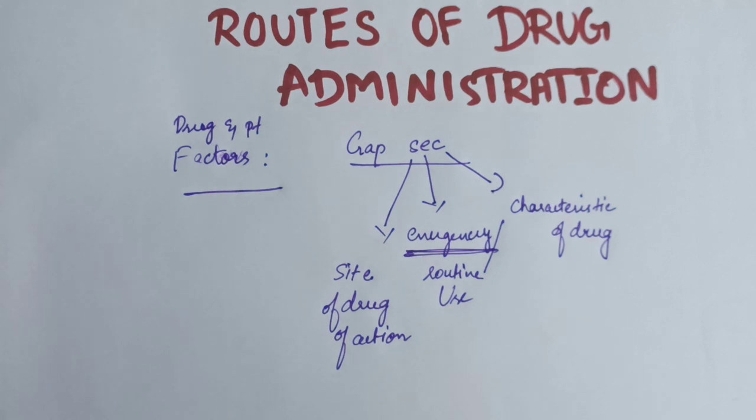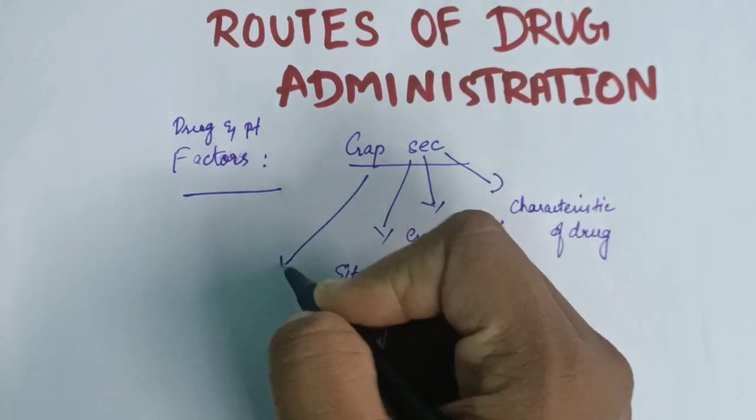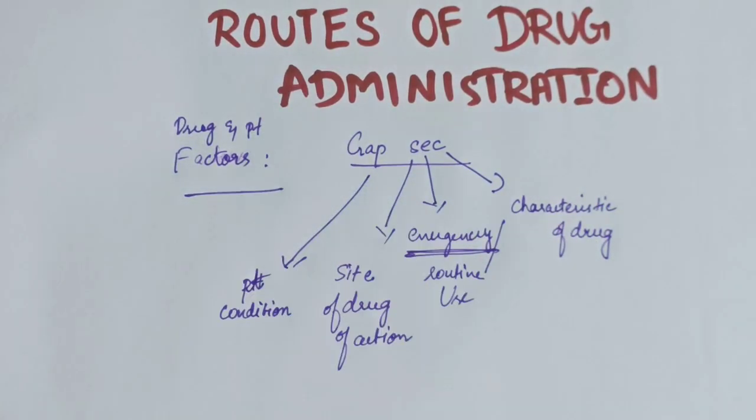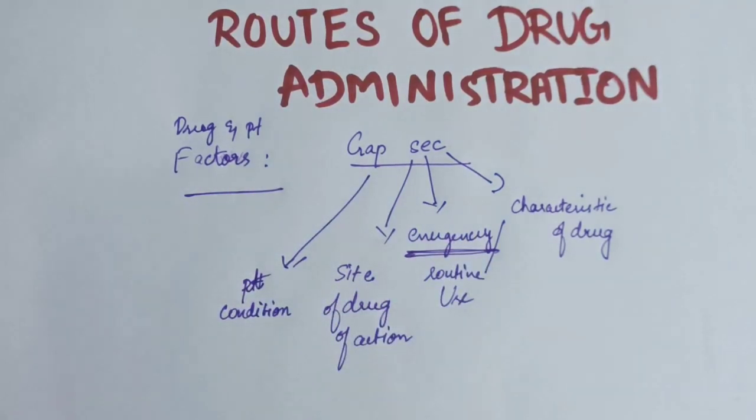The first one is the characteristic of the drug, the second one is emergency or routine use, and the third one is the site of action of the drug, whether it is localized or you need it to act systemically. Let's see the fourth one. The fourth one is P, your patient condition, whether the patient is unconscious or having vomiting or diarrhea.